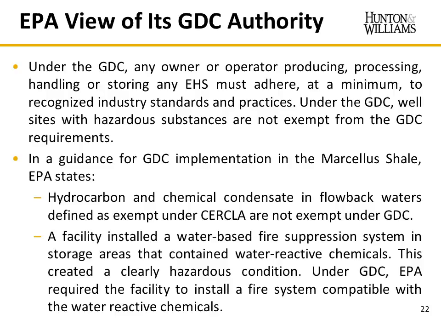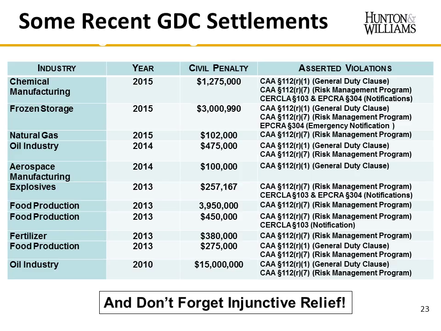So here's an example of EPA's interpretation. They have a guidance document for implementing the GDC in the Marcellus Shale, and they say that a facility installed a water-based fire suppression system in storage areas that contained water-reactive chemicals. This created a clearly hazardous condition, and they cited the company for that. I just think it's worth noting the types of things that EPA is citing to.